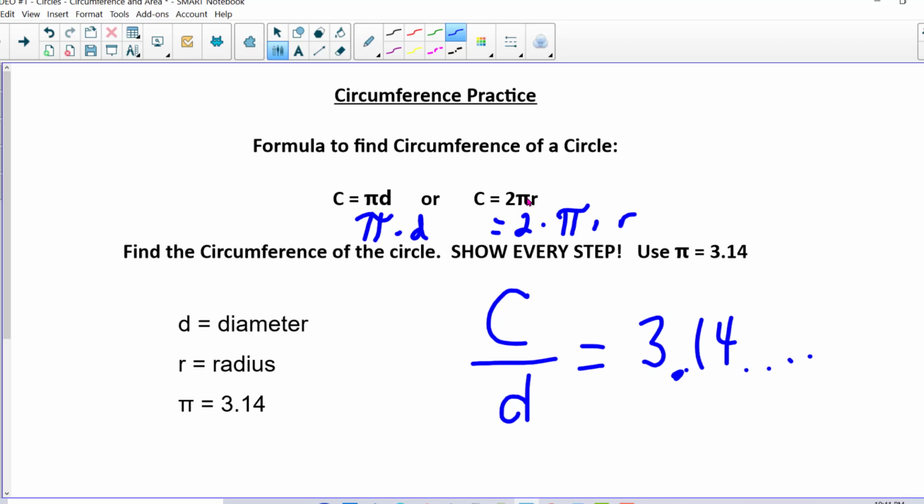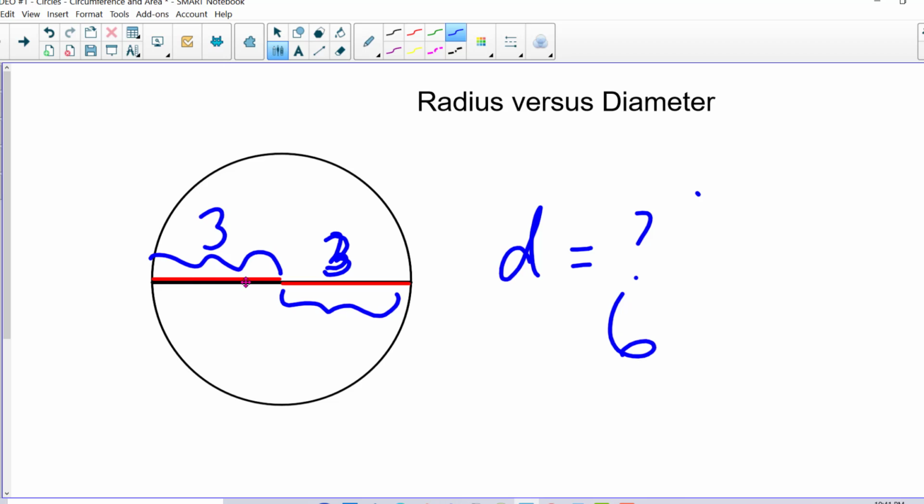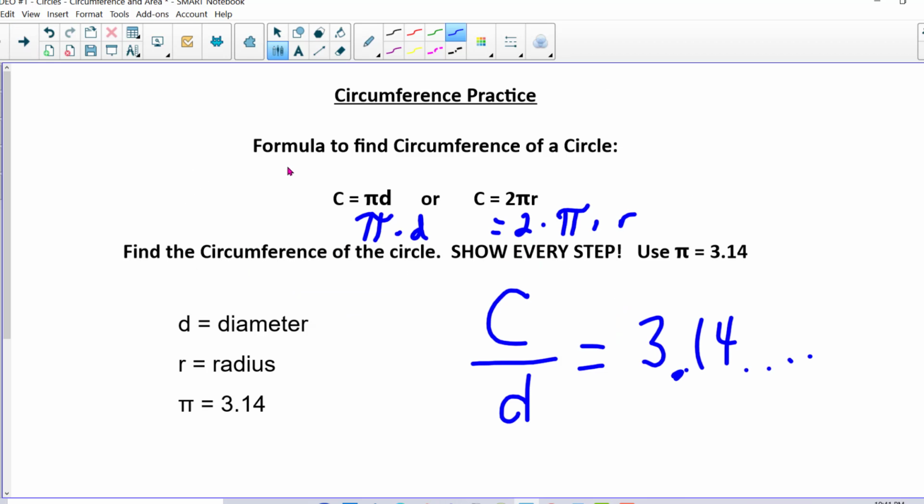Well, why are there 2 different ones? Let's look. Remember, we talked about the radius. 2 of the radii, right? Back here, 2 of the radii make up 1 diameter. So you see how these are the same formula. 2 times the radius is the diameter, and then you just multiply that by pi.